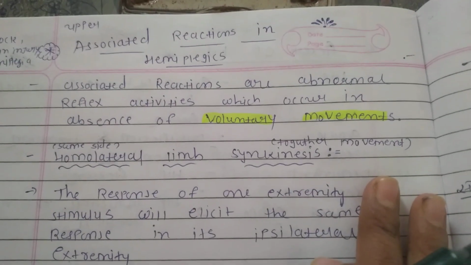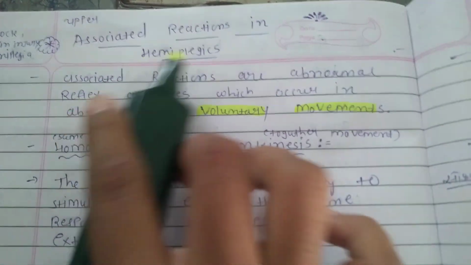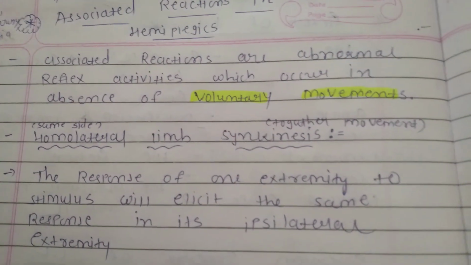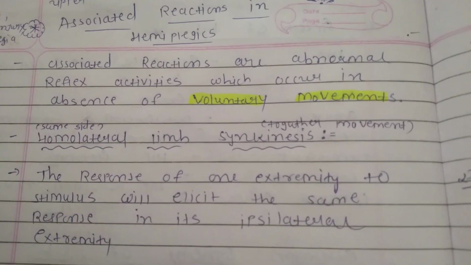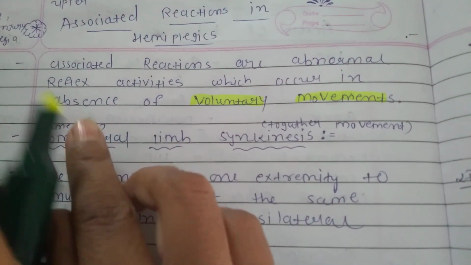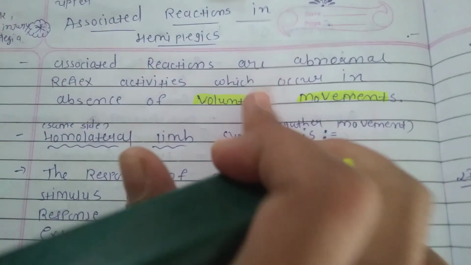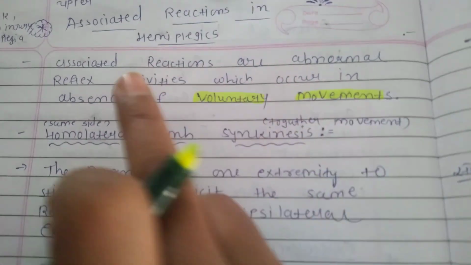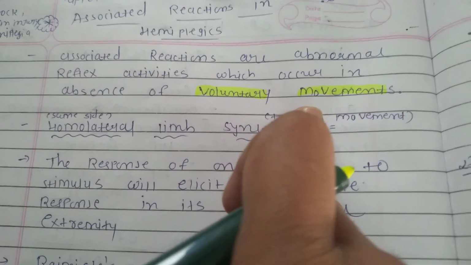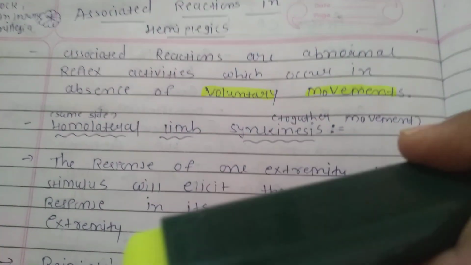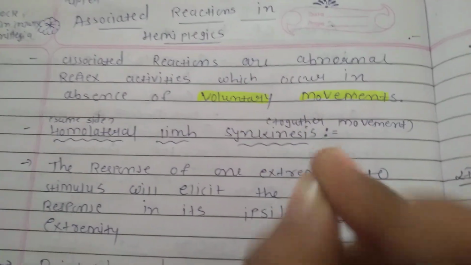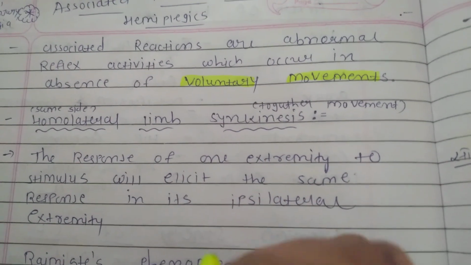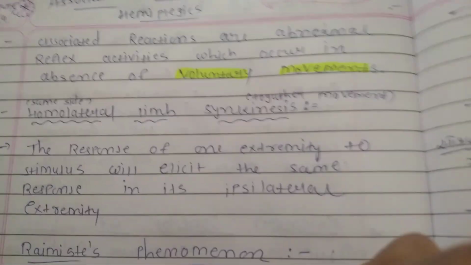Hello everyone, we will learn today about the associated reactions in hemiplegics. In hemiplegic patients, there will be a combination of movement; there will be no isolated movement. Associated reactions are abnormal reflex activities which occur in the absence of voluntary movements. If we give any stimulus, abnormal reflexes will occur because there is no voluntary control on that particular muscle or movement.